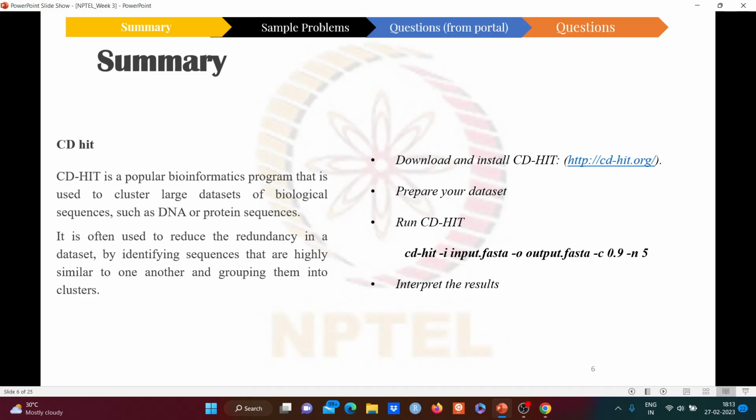Here, the header of each representative sequence will contain the cluster information, including the number of sequences in the cluster and percentage identity between the representative sequence and the other sequences in the cluster. So CD-HIT can also generate a file containing non-redundant sequences, that is a non-redundant dataset, taking one sequence per cluster, or it may take the representative sequence of that cluster.